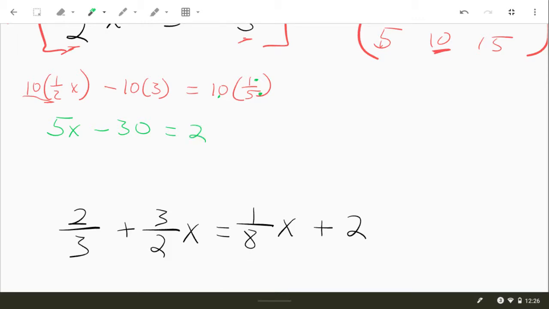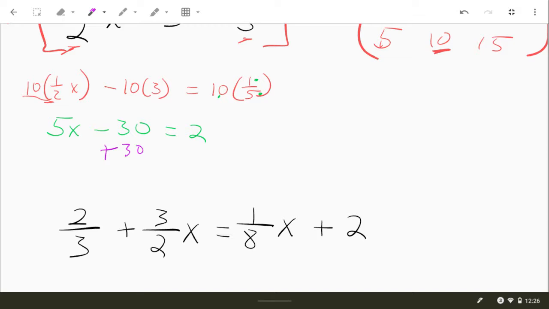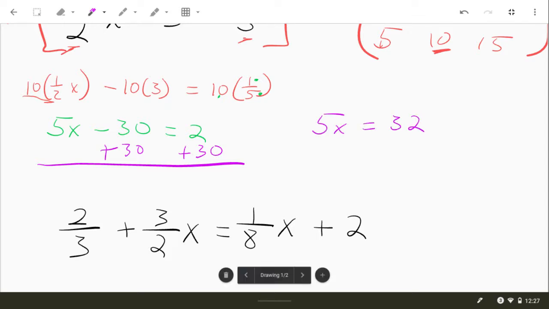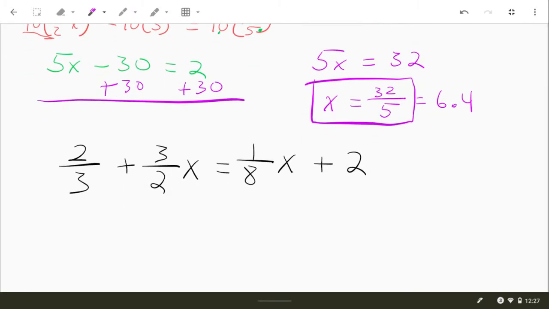It's equal to 2. All right, and then this is just a little two-step equation that we have solved millions of, hopefully. We're going to kill that constant first by adding 30 to both sides. That gives us 5x is equal to 32, and then we're going to divide by 5. So x is going to be 32 divided by 5, which if you wanted to make it as a decimal, it'd be 6.4, I think. I prefer the fraction answers. Just depends on the situation.